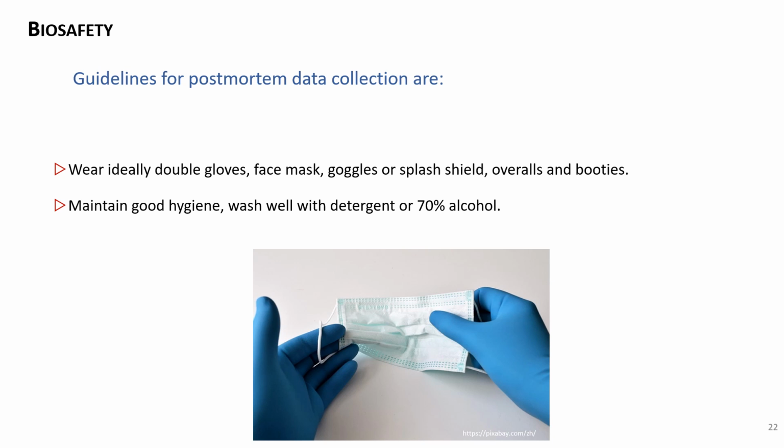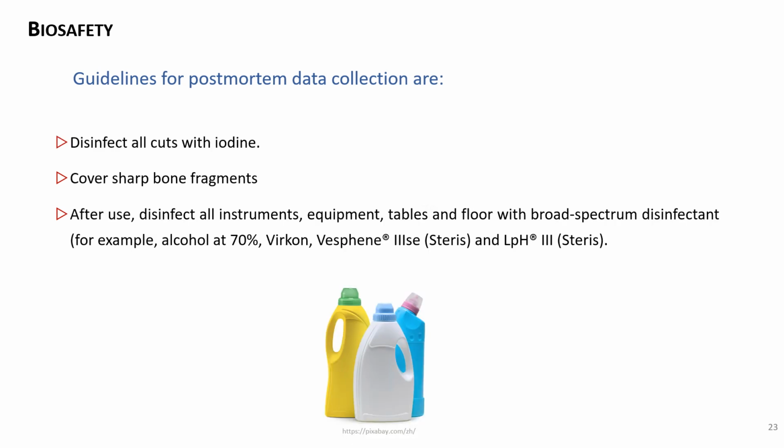Wear ideally double gloves, face mask, goggles or splash shield, overalls, and booties. Maintain good hygiene. Wash well with detergent or 70% alcohol. Disinfect all cuts with iodine or alcohol. Cover sharp bone fragments. After use, disinfect all instruments, equipment, tables, and floor with broad-spectrum disinfectant, for example, alcohol at 70%, Virkon, Besfen, and LPH. Also, for floors, you can use chloride at 1 to 3%.